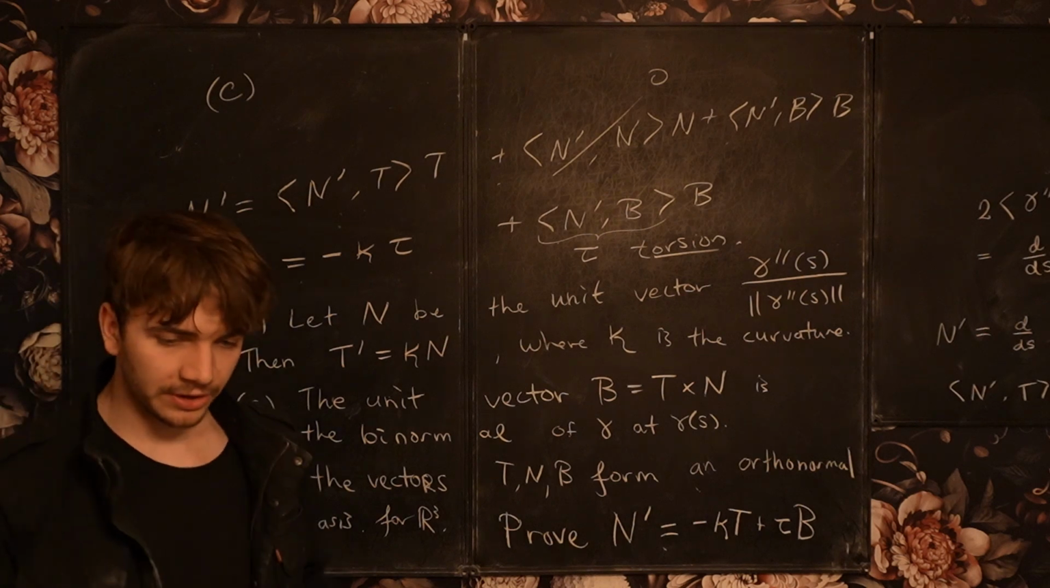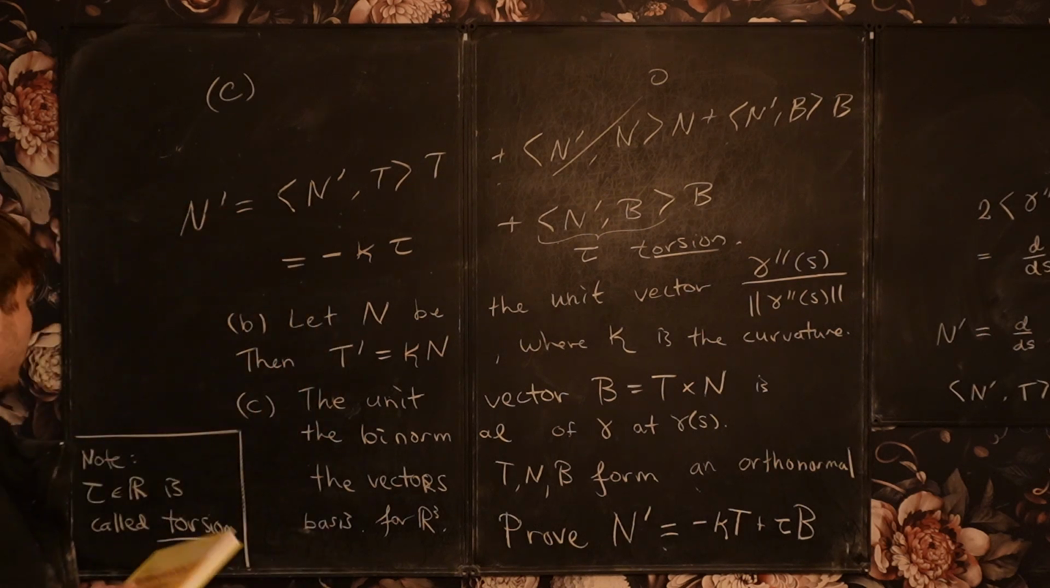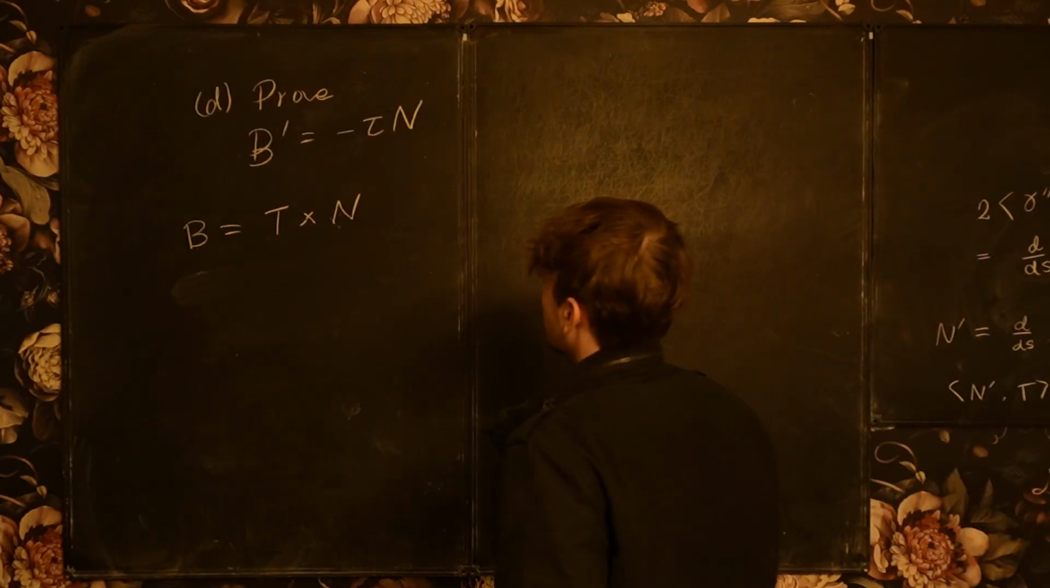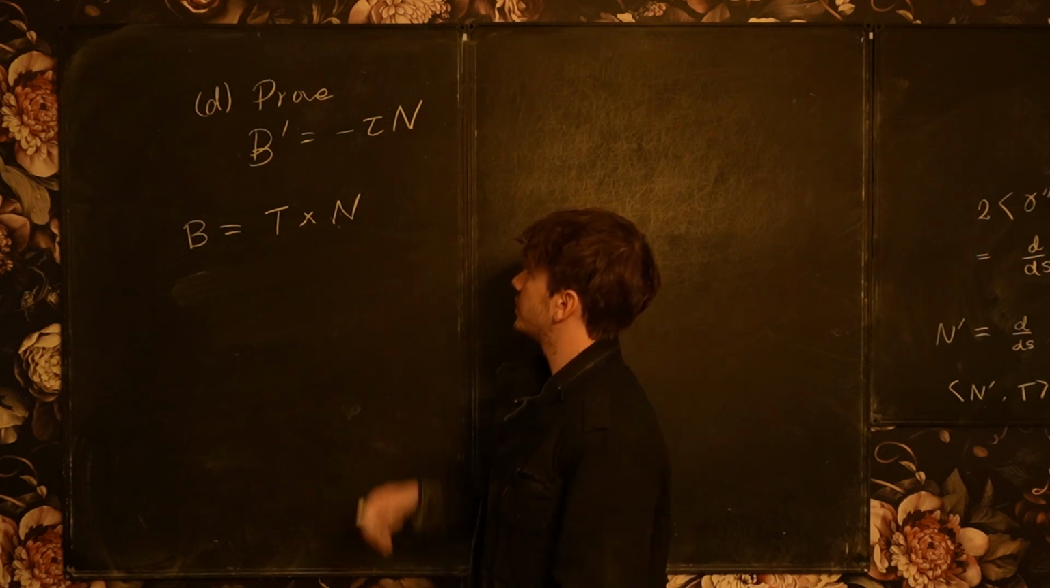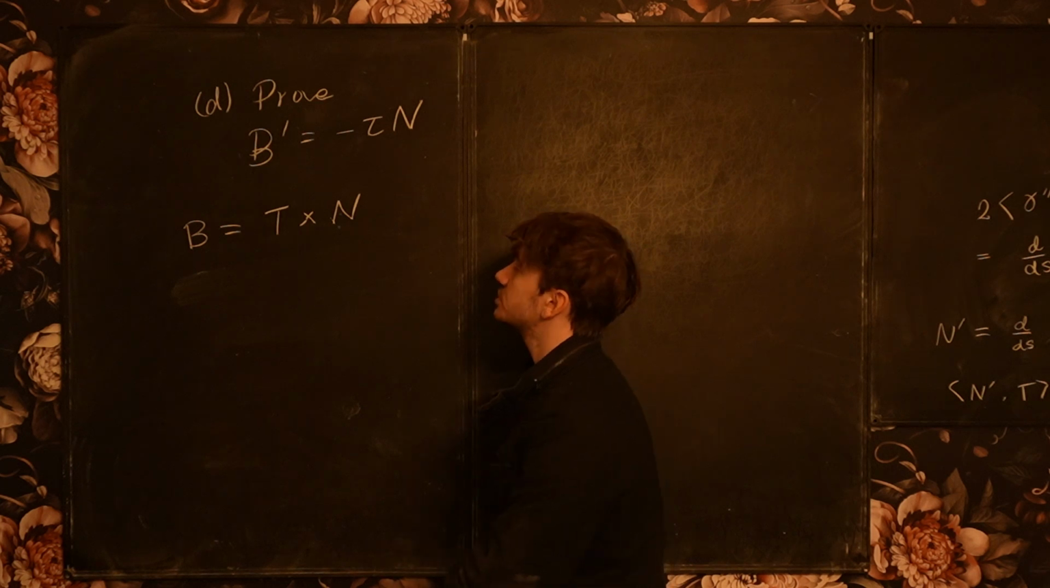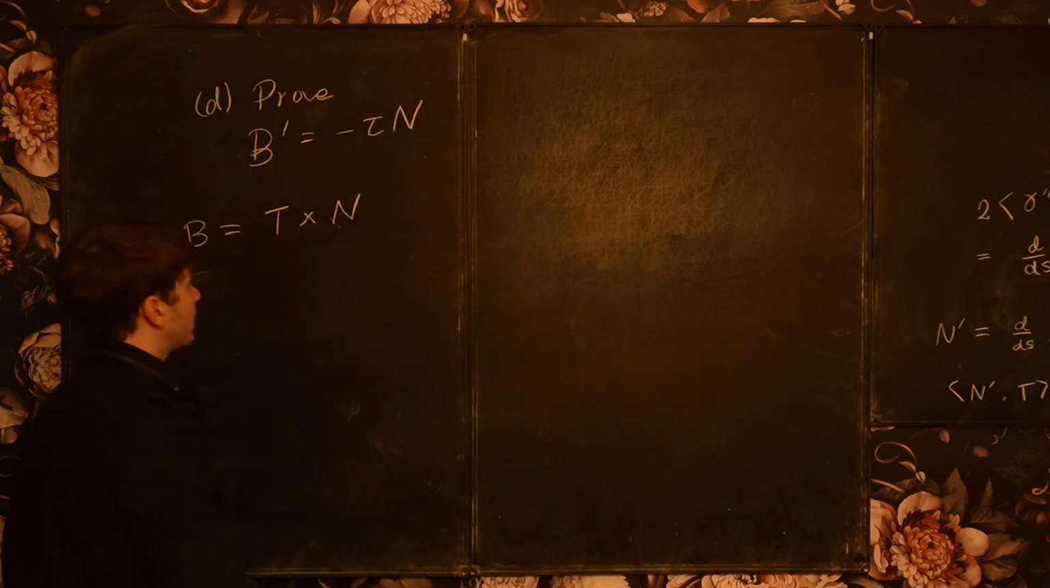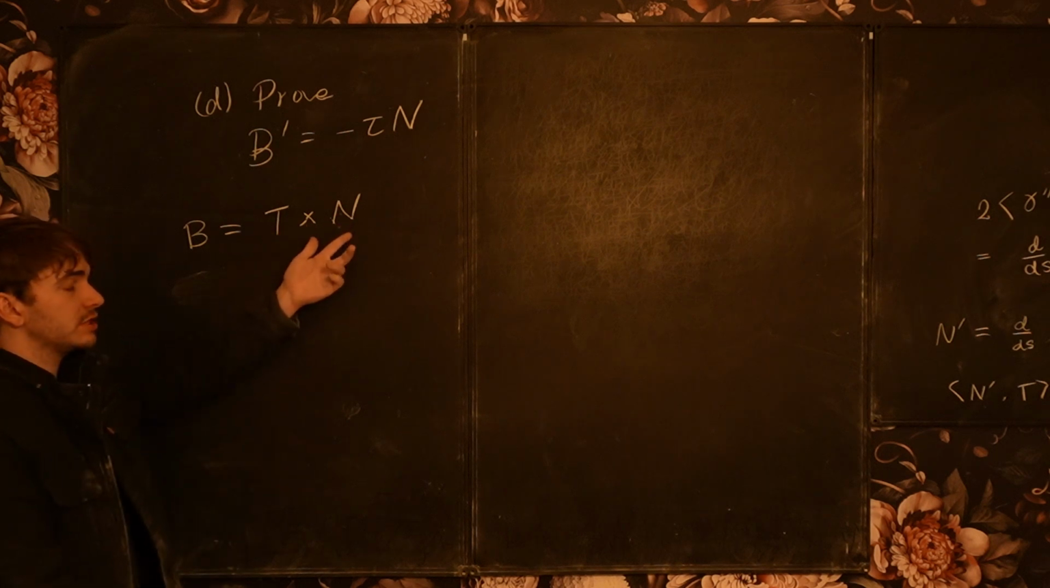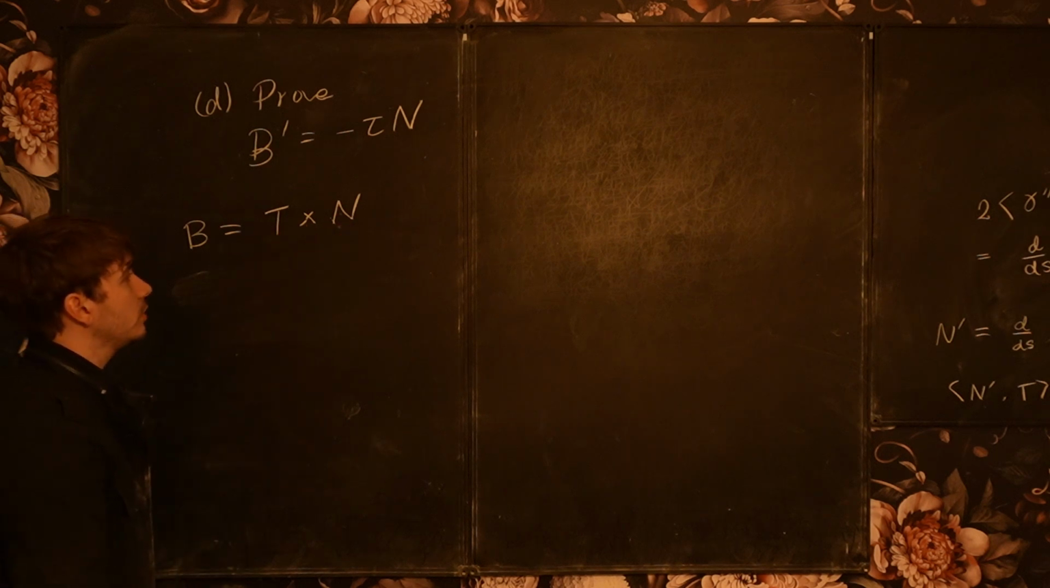Okay, now let's look at part D of the problem, which I haven't stated yet. Part D asks us to prove that the derivative of the binormal is negative torsion times the normal vector, okay? So by definition, the binormal vector is the tangent cross product with the normal.